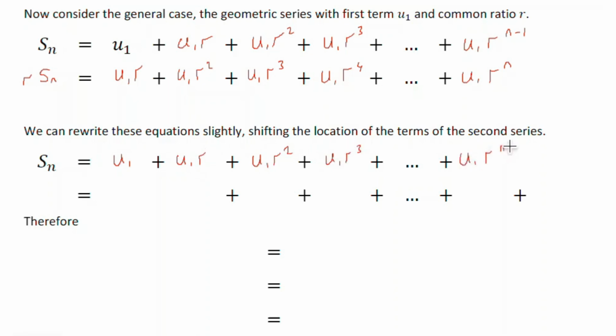So we have our first one, and then underneath that we have our Sn, and this time I'm going to shift all of them along by 1. So it starts with u1r, u1r squared, u1r cubed. We're going to have a u1r to the n minus 1, which is the term before this one, and then the last term is u1r to the n.